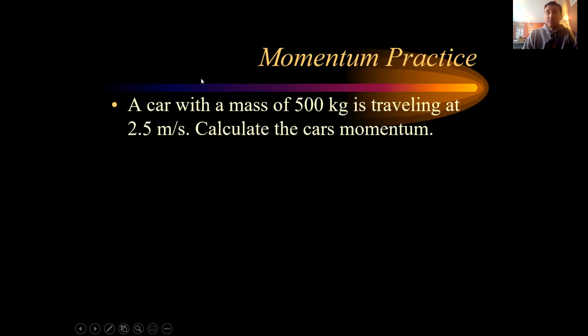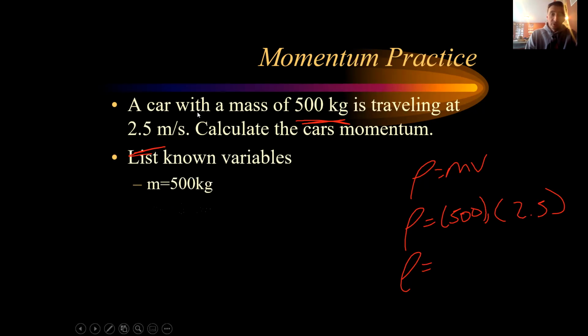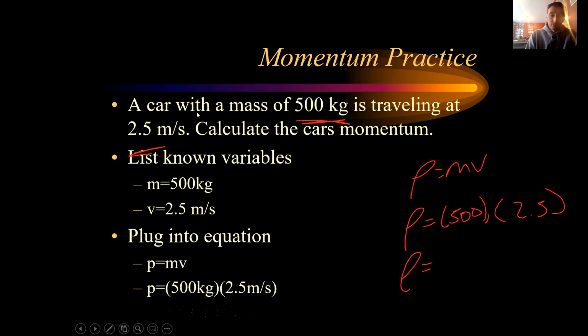So let's just try getting used to the equation here. Just double checking, you list what you know. It says a car of mass 500 kilograms traveling at 2.5 meters per second. Calculate the car's momentum. I want momentum equals mass times velocity. I have my mass here, my velocity here. So quite simply, mass 500 times 2.5, and I get... You can calculate that. What do we get when we do that? List your known variables. There's your answer.